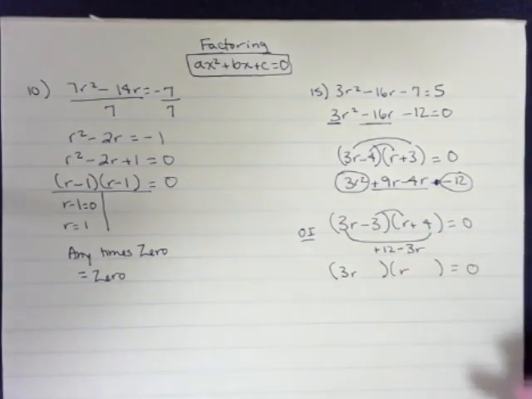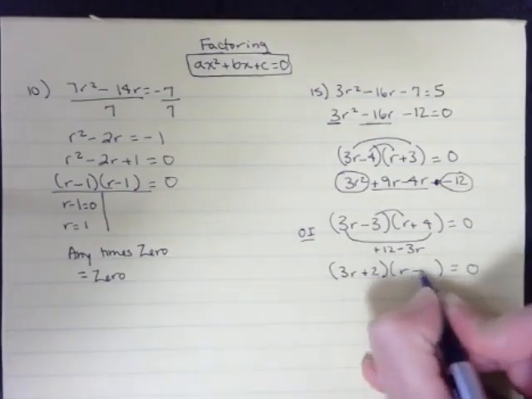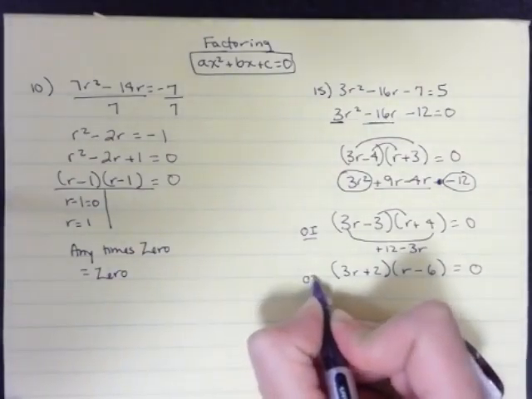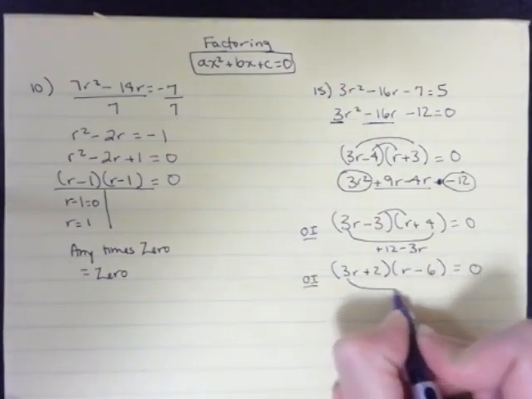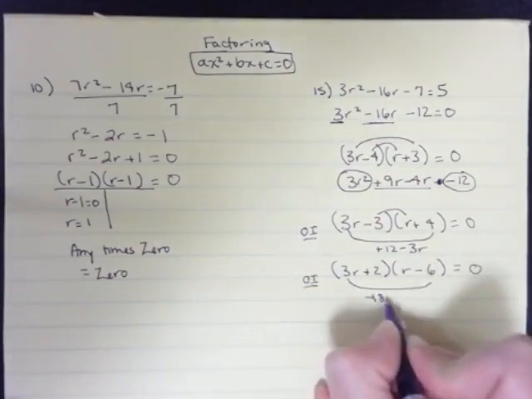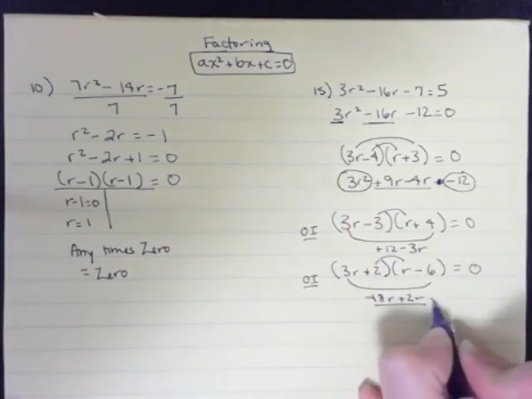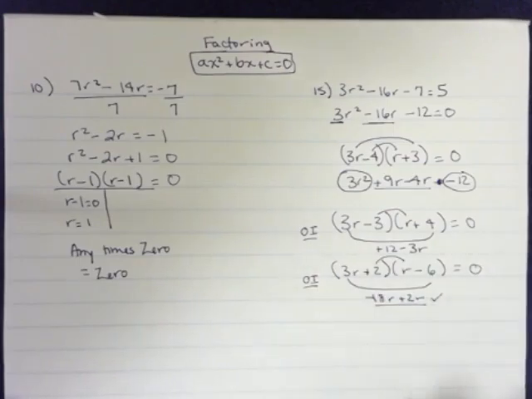Don't forget my equals 0. So let's try 6 and 2, plus 2 minus 6. Let's see if that works. So again, we're just going to try the OI. Outer is negative 18r, and inner is positive 2r. Woohoo! We got it. So that means these are the factors.